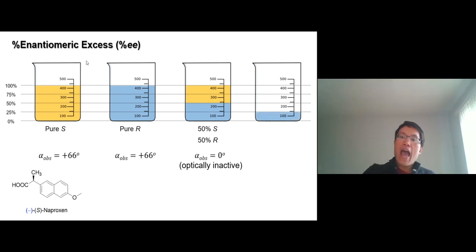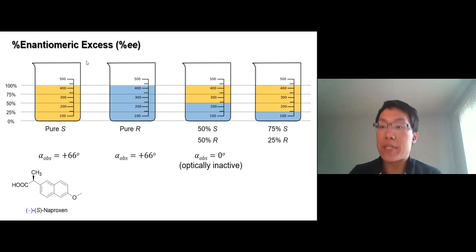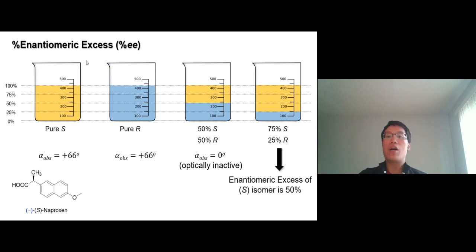Now, if I have only 25% R and 75% S, what's the observed rotation? Let's do this. How much more S than R? 50%. That's the term we're going to use. This solution is 50% enantiomeric excess for the S isomer, which means there is 50% more S than R. What's the total S? 75% S and only 25% R. 50% excess S doesn't mean 50 S, 50 R. This is 75 S, 25 R.